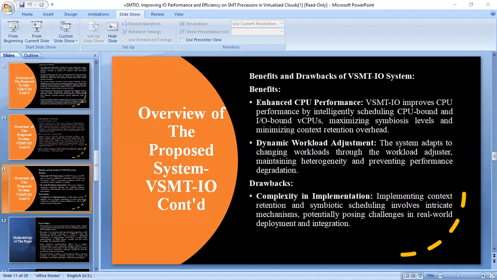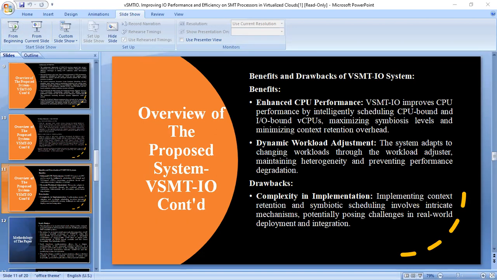And workload diversity. A diverse set of workloads from various domains is employed in the experiments. This inclusion enhances the ecological validity of the study, reflecting real-world scenarios where systems handle a variety of workloads.